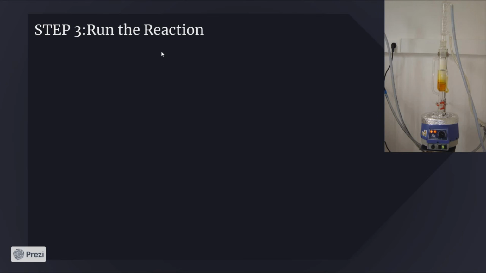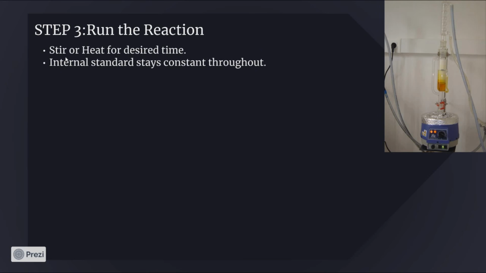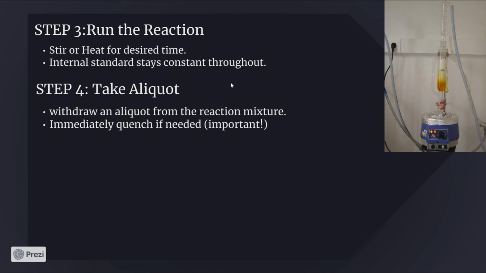Step 3, run the reaction according to the procedure. You can do stirring at room temperature, or heating as described in the procedure. Your internal standard stays constant throughout. It is not going to decompose because you have already chosen such an internal standard, right? Now what you have to do, after finishing your reaction, take an aliquot from the reaction mixture. If you need, you can quench by adding methanol or isopropanol. Please note that the volume of the aliquot is not important. We are not going to use the volume in the equation, so therefore we don't need the volume of the aliquot. I will show you why we don't need the volume of the aliquot during the calculation.